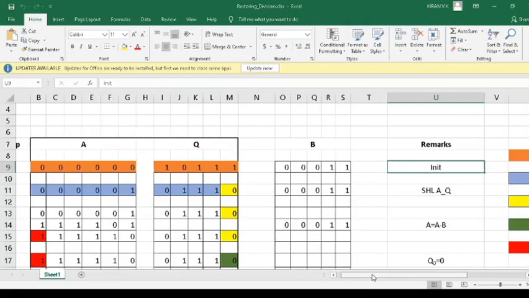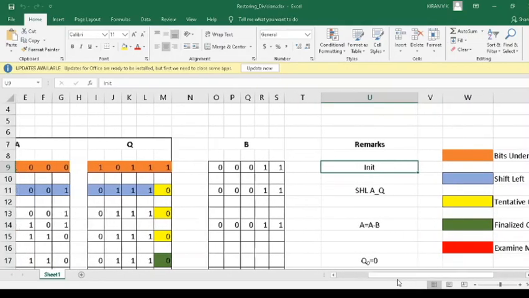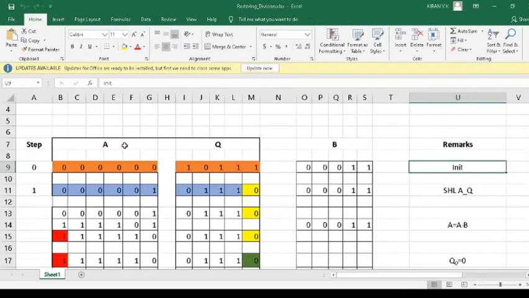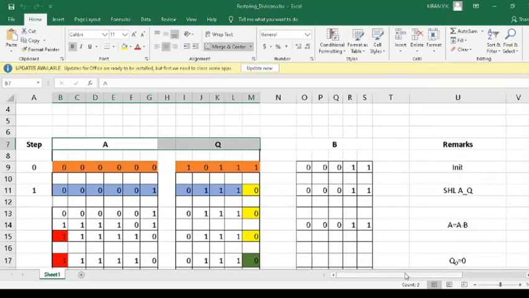Now as I told in the previous video, every iteration of restoring division algorithm will consist of shifting A and Q fields together one bit left and subtracting B from A. So consider these bits, the bits labeled in saffron, they constitute A and Q fields together. So in iteration number 1, what are we going to do? We are going to shift these two fields together one place to the left. So when we shift these two fields together to the left, this is the final thing that we will get.